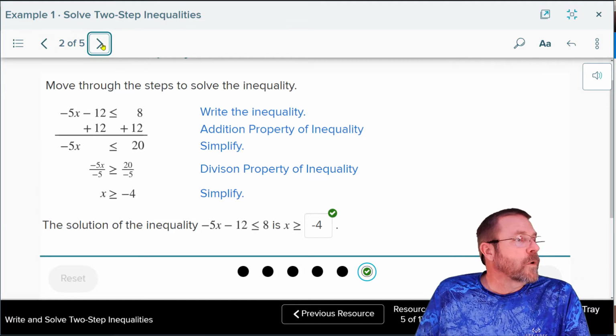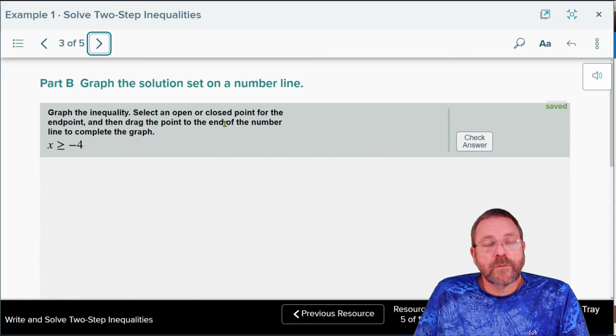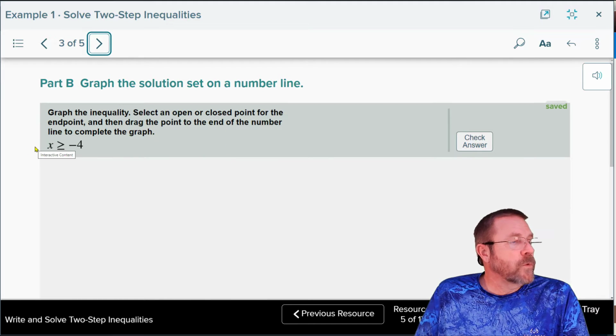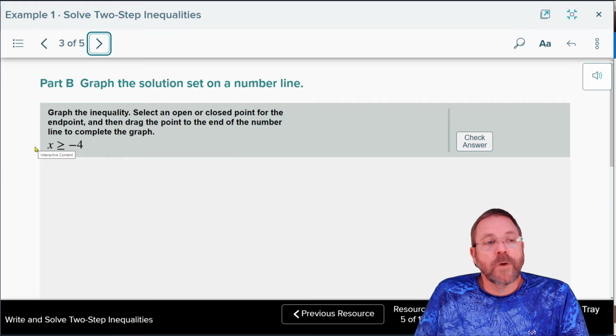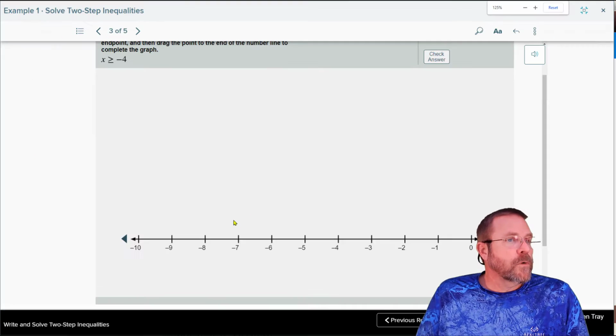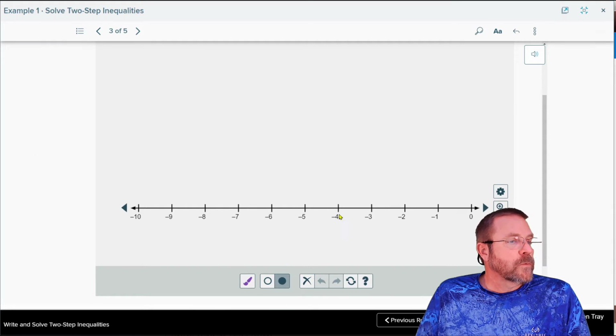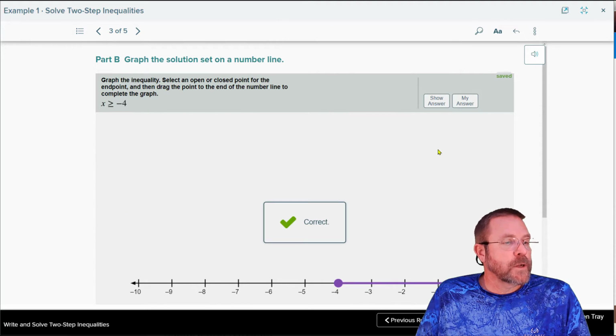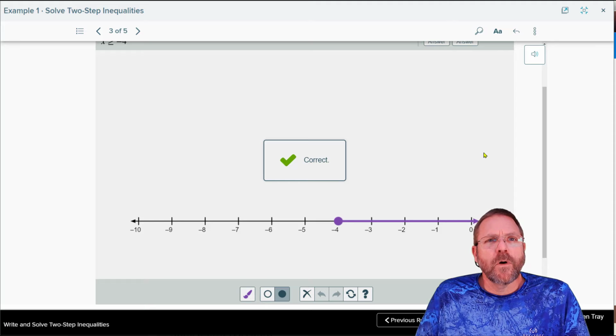Of course, we also have to be able to graph that solution set. To graph it, we're looking for all values that are greater than or equal to -4. Let's make it a little smaller here. I'm going to start at -4 and go to the greater than or equal to side, check, and the answer checks. That's all there is to solving these problems.